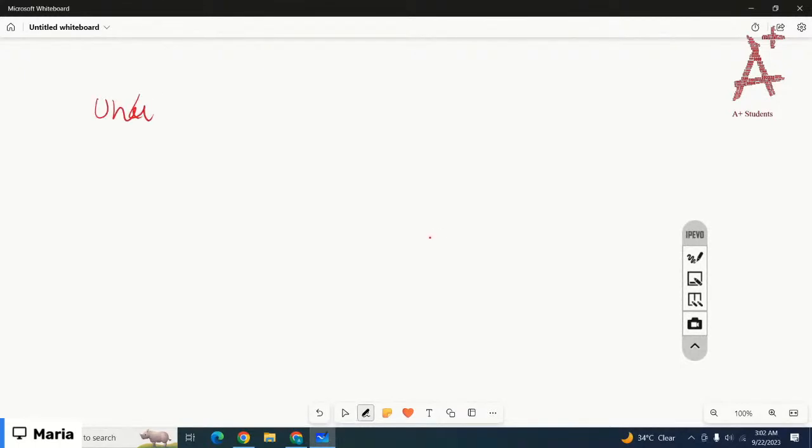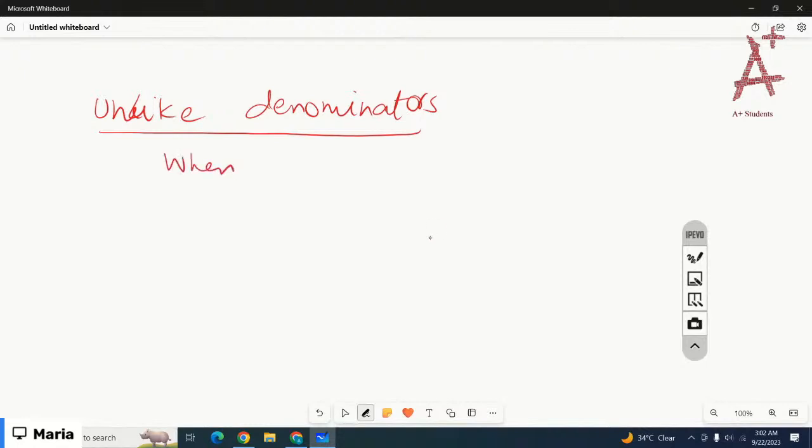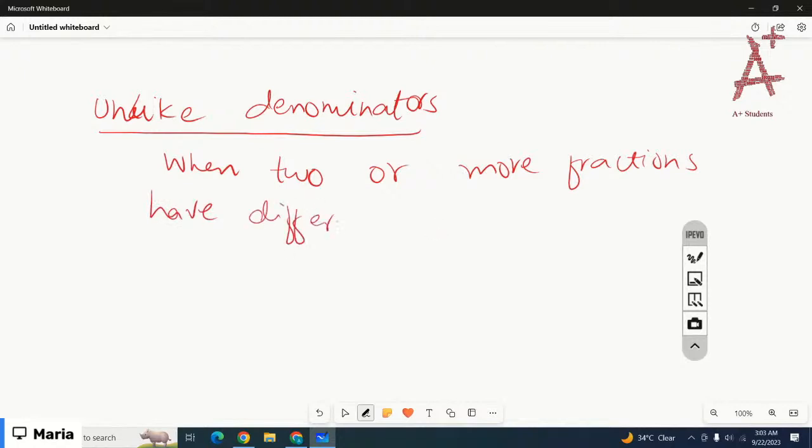So what are unlike denominators? When two or more fractions have different denominators, they are known as unlike denominators, right? Like means same and unlike means different.